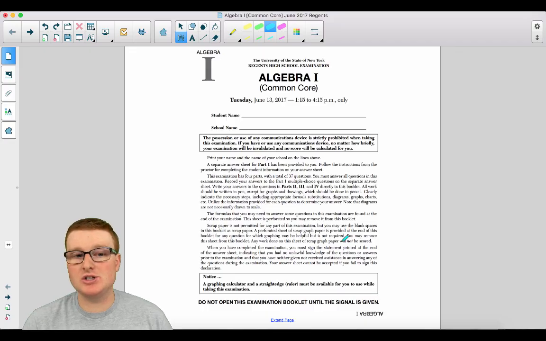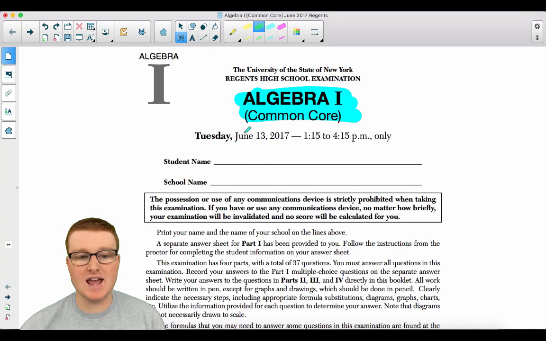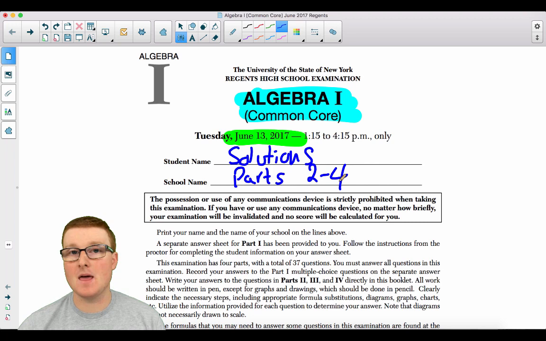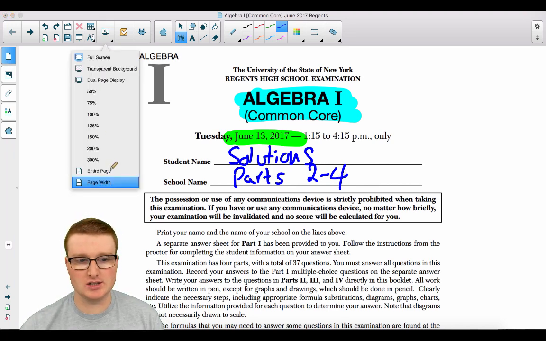Here we go, Algebra 1 students. This is the Algebra 1 Common Core Regents exam for June 2017. Welcome back. These are going to be the solutions to Parts 2 through 4 of this Regents exam.